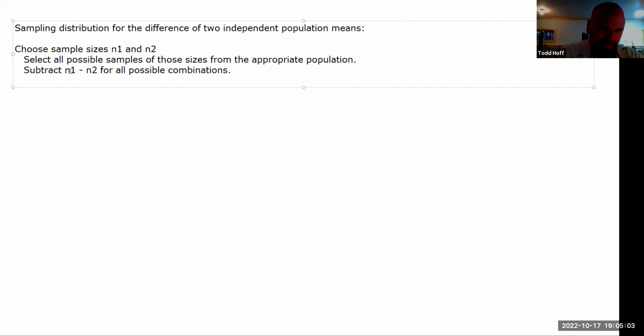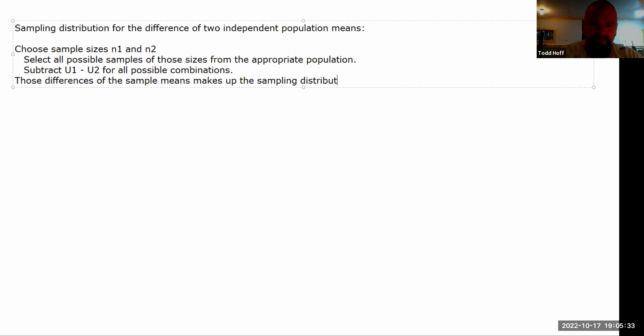I should say not N1, but mu1, the mean of the sample for each one from the mean of the sample from population 1 minus the mean of the sample from population 2 for each of those possible combinations. So it's the difference of those sample means that makes up the sampling distribution for the difference in population means.